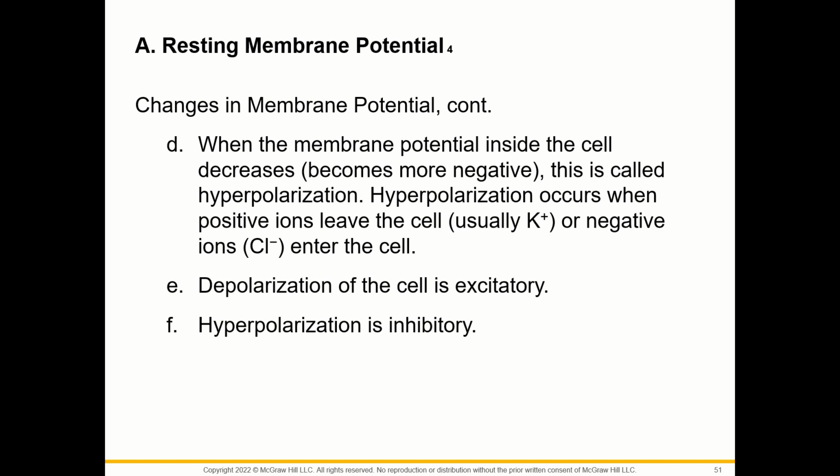When the membrane potential inside the cell decreases, it becomes more negative, and this is called hyperpolarization. Hyperpolarization occurs when positive ions leave the cell, usually potassium, or negative ions such as chloride enter the cell. Depolarization of the cell is excitatory, that's taking us towards threshold. Hyperpolarization is inhibitory, it's taking us away from threshold.